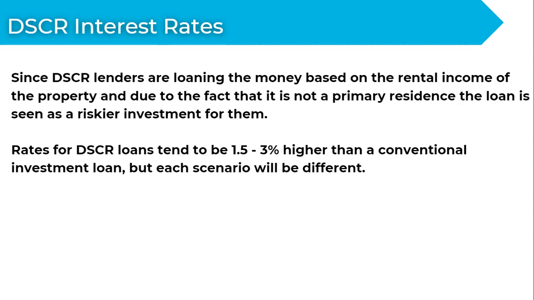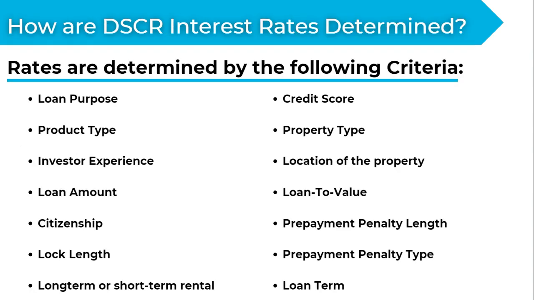So let's talk about how interest rates are determined. Rate is going to be determined by the following criteria. Loan purpose: is it a purchase? Is it a refinance? Is it a cash out refinance? The product type: DSCR loan versus a conventional versus a VA or FHA. The investor experience: do you fall in the first time investor category or would you fall under experienced investor? The loan amount: if a loan is higher, then it falls into the jumbo category. It's riskier to a lender, so rates are going to be higher.